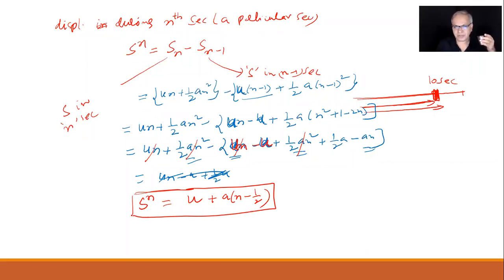So with these four equations, you can do a lot of work in physics, I mean in kinematics. Complete it.